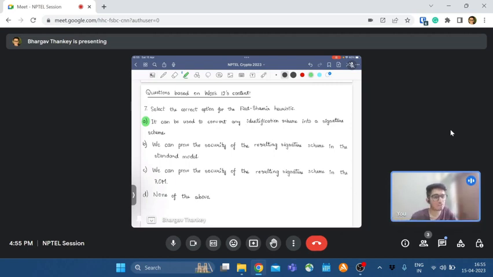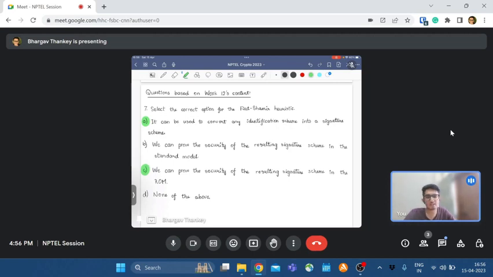This is not true. We saw that we can prove the security of the resulting signature scheme if the hash function used by the Fiat-Shamir transformation is modeled as a random oracle. That is, option C is correct. We can prove the security of the resulting signature scheme in the random oracle model. So C is correct, B is not.